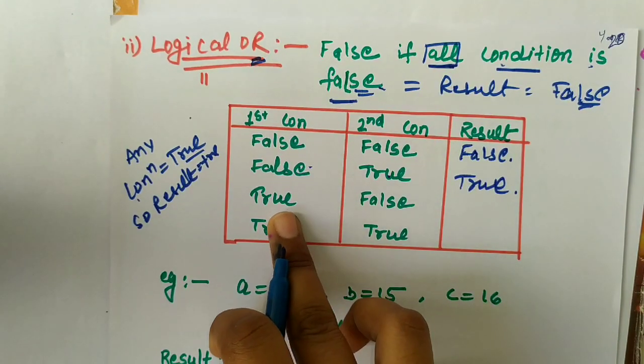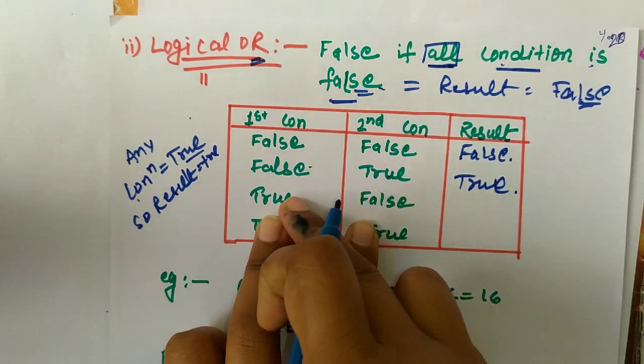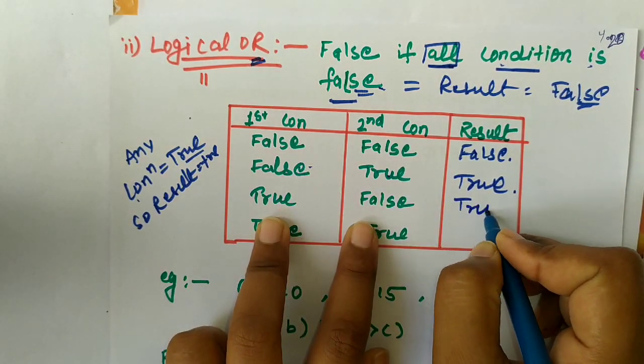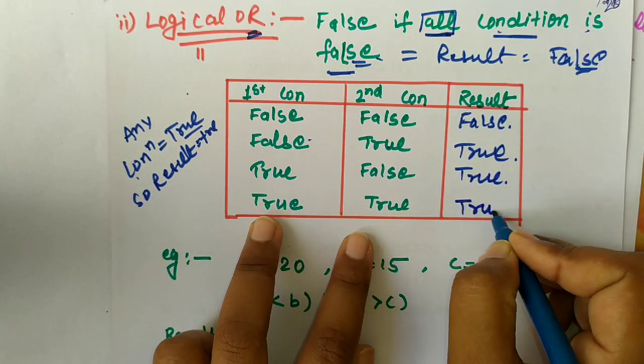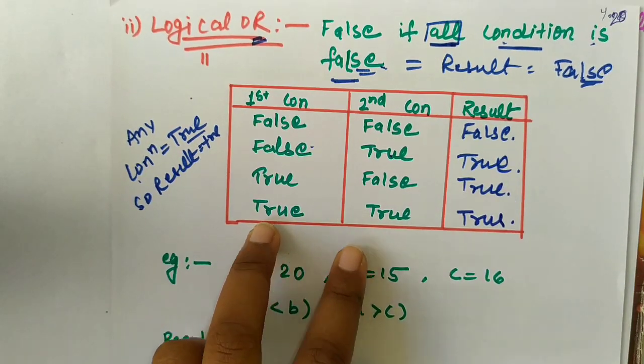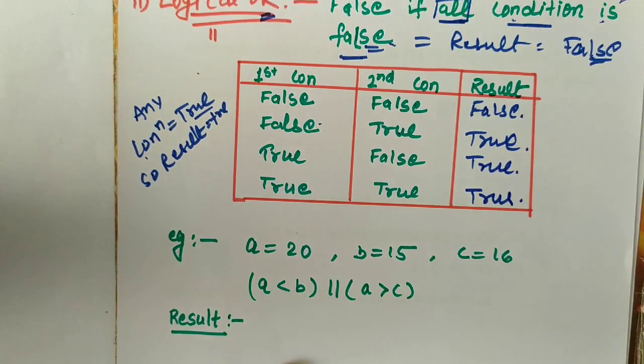Next one is, if this is true and this is false, if any one is true, the result is true. Next, both are true, so the result is also true.